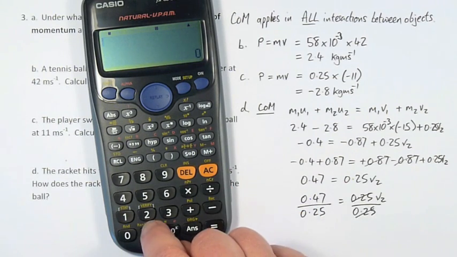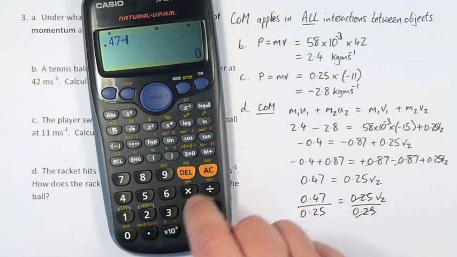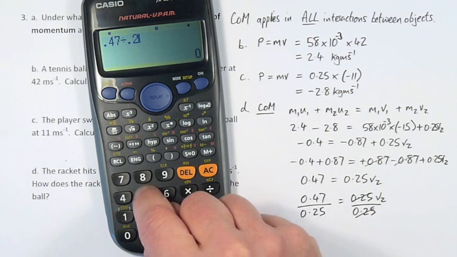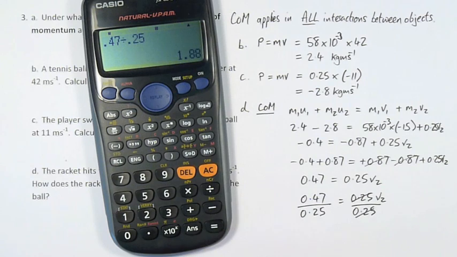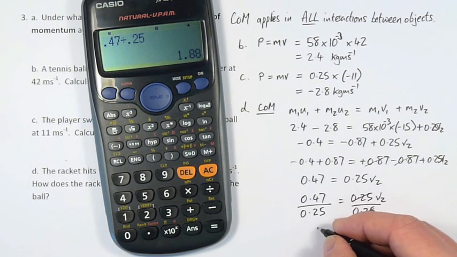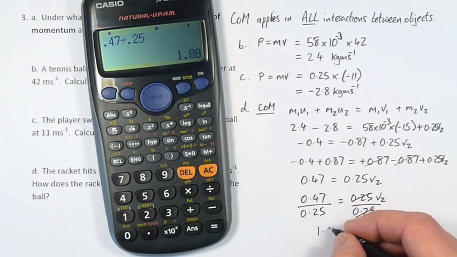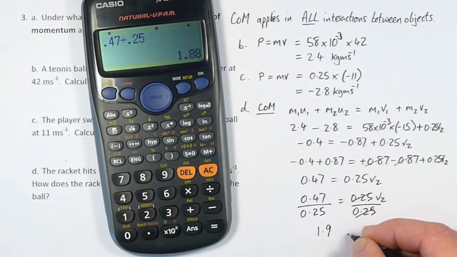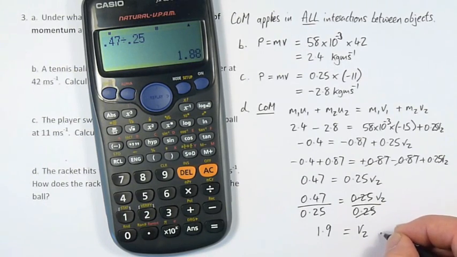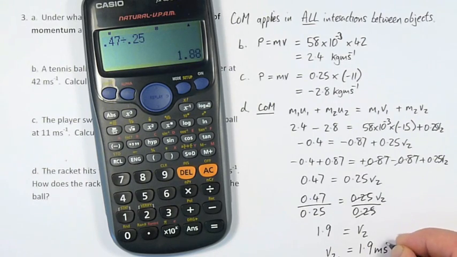So 0.47 divided by 0.25, the answer is 1 point, and I'll use just two significant figures, 1.9 equals v2. So that's v2 equals 1.9 meters per second.